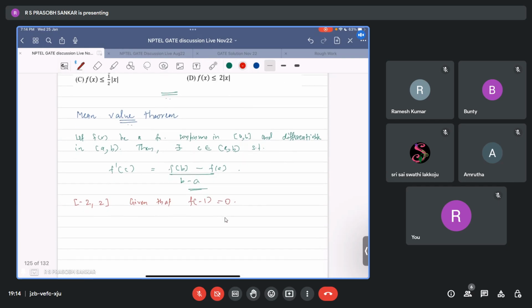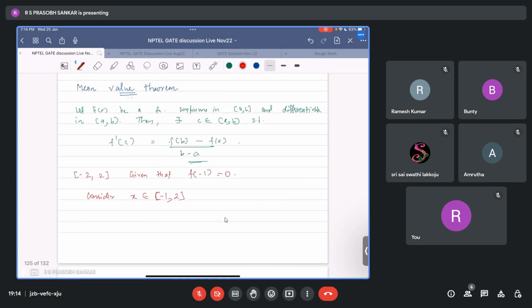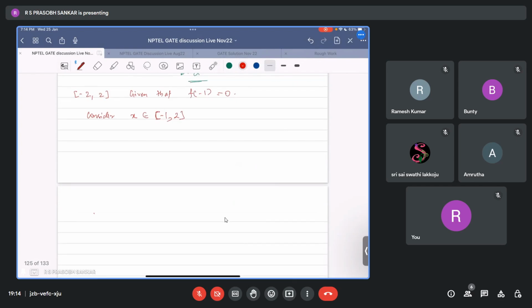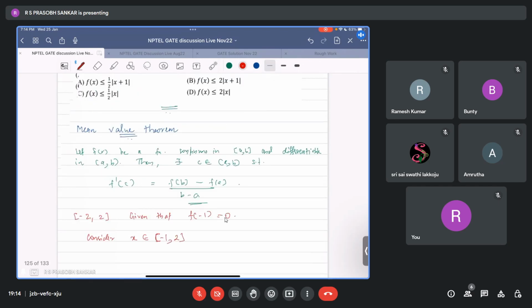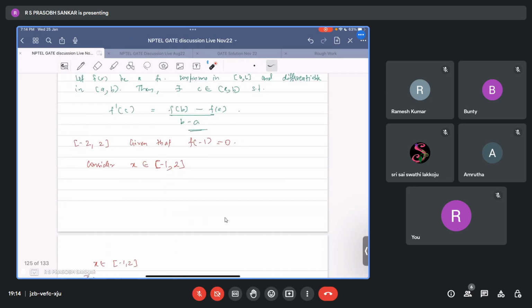To solve, let us consider x in the interval minus 1 to 2. Suppose we have a function like this. Consider this interval. Then what happens? We have x in [minus 1, 2]. Of course, this function is given to be differentiable everywhere, which means it is also continuous everywhere, and it satisfies all the conditions necessary for us to apply the mean value theorem. So consider x in this range.